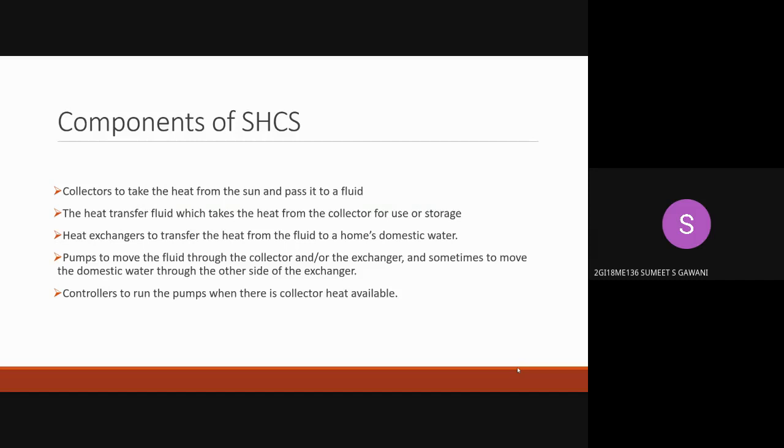Then the heat transfer fluid takes the heat from the collector to be used as storage. We can use this as a heat exchanger. With its help, we can use the solar energy for heating purposes and also for cooling purposes. Then there are several pumps used in this system which pump the hot liquid from the collectors to the main pipes which are connected inside the room.